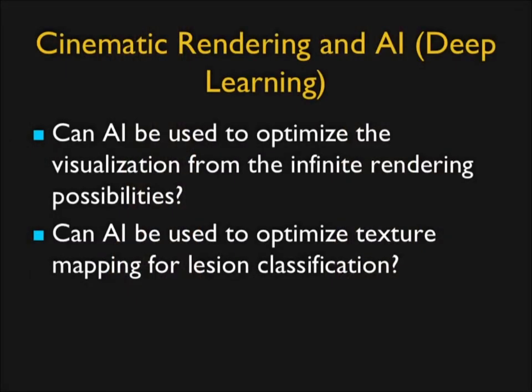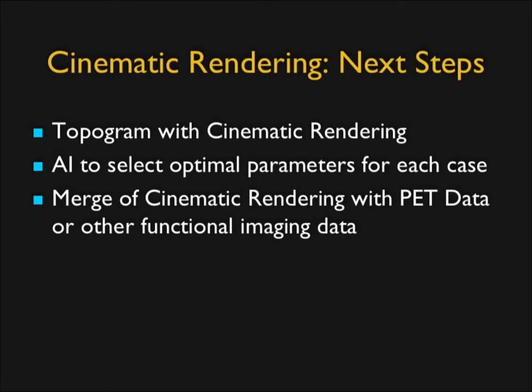Now, I'm going to end this talk by also talking about where things can go. I think AI is going to play a major role in visualization, including in cinematic rendering. I mentioned I can make an infinite number of images, or almost infinite, but you want the best image. I think a computer with experience looking at a lot of cases can know what the best reconstructions are for that individual patient. I think you could also map texture onto specific organs as a way of lesion classification. Another thing we could potentially do is create a topogram from the cinematic rendering to show the skin findings, which can be important.